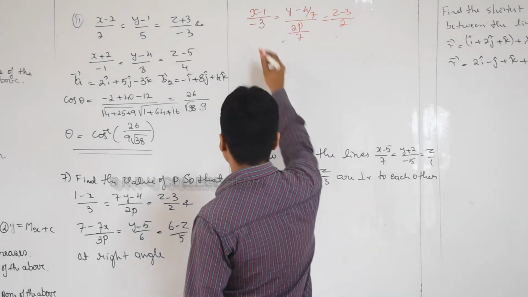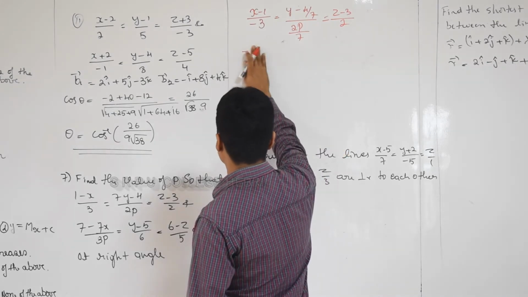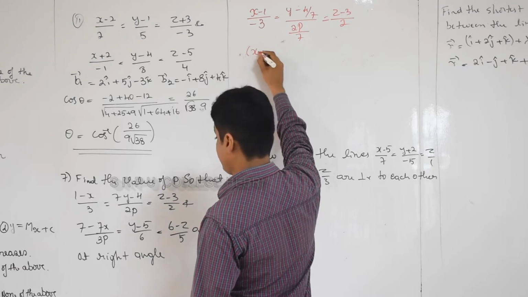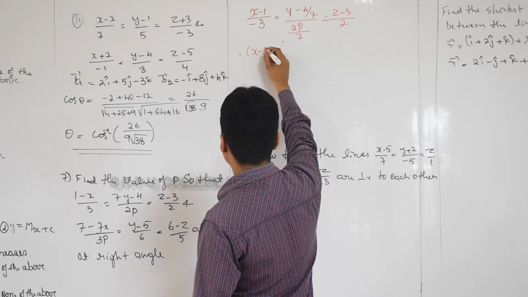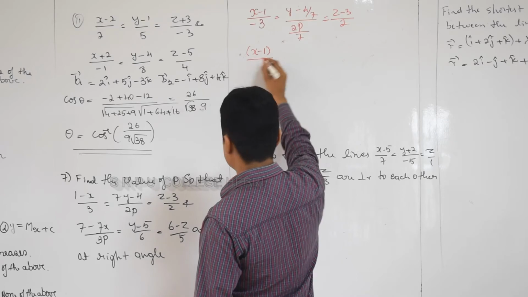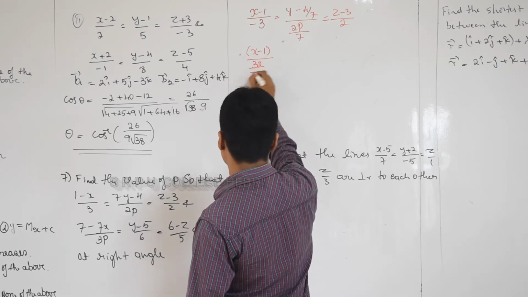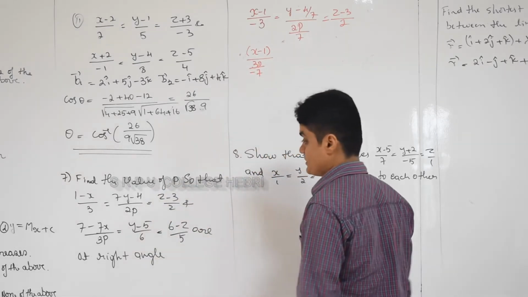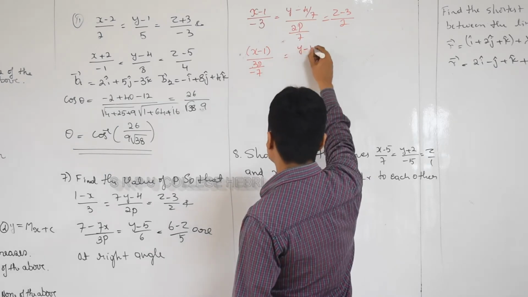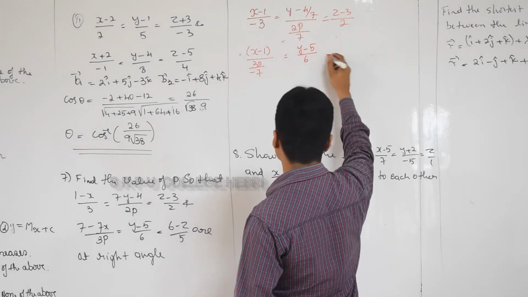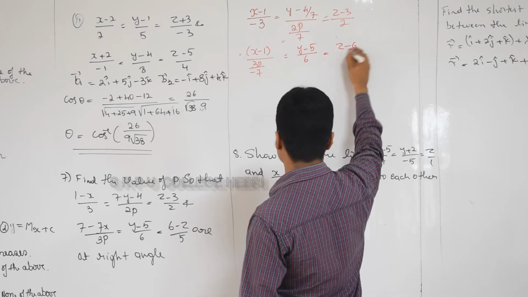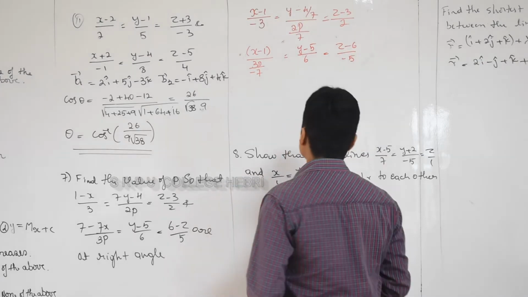Second equation, another problem. Take minus 7 outside. The coefficient of x should be 1. x minus 1 divided by 3p divided by minus 7, because I took minus 7 outside. Okay, the second term is not an issue. y minus 5 by 6 is standard form. Third, z minus 6 by minus 5. Now these two are in standard form.